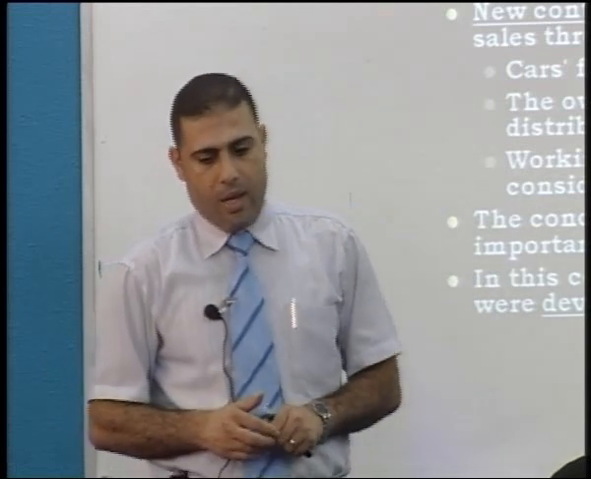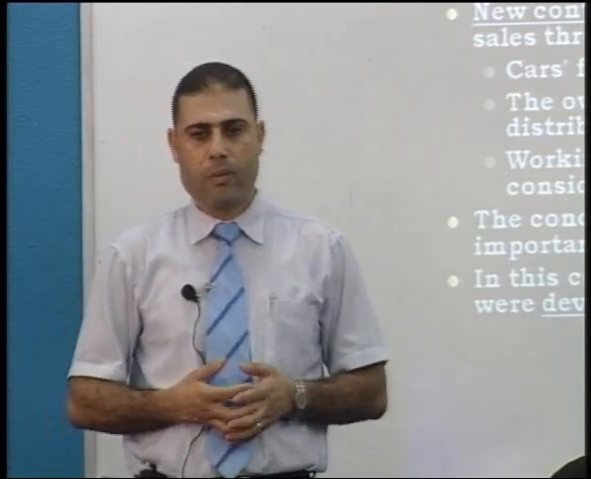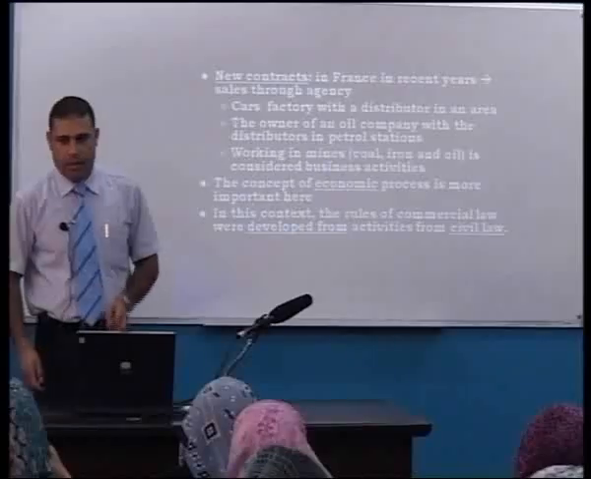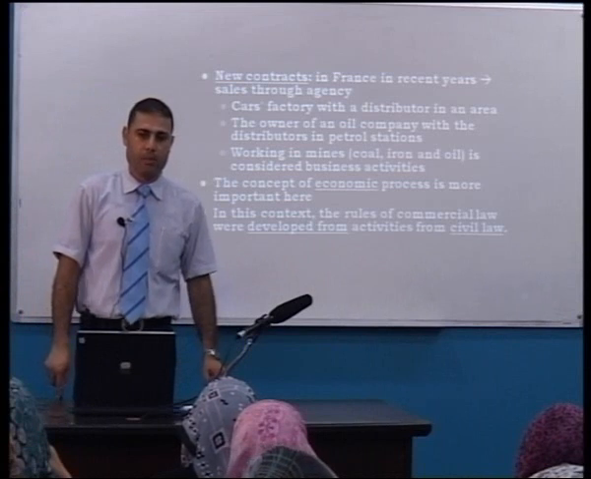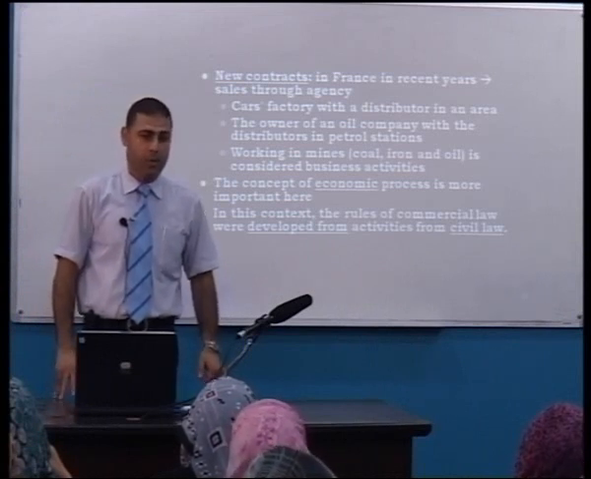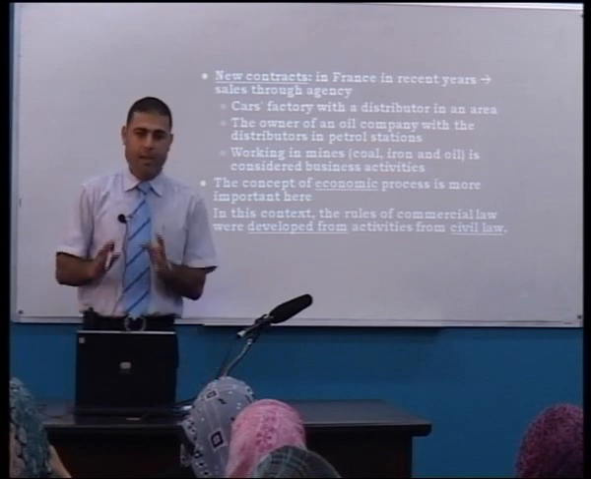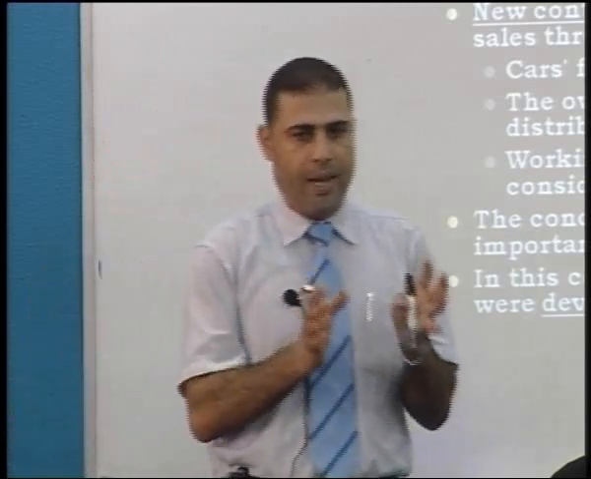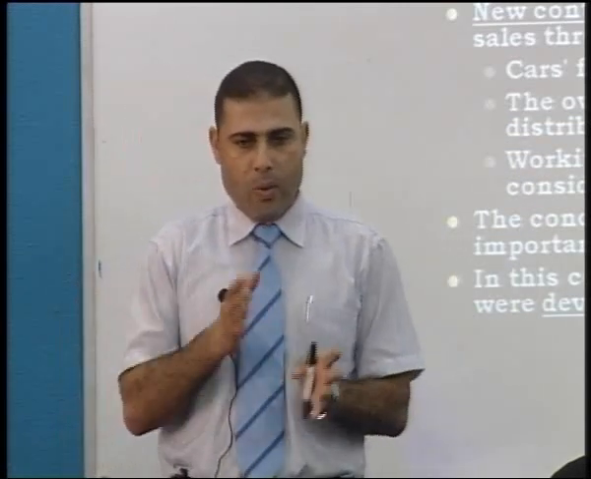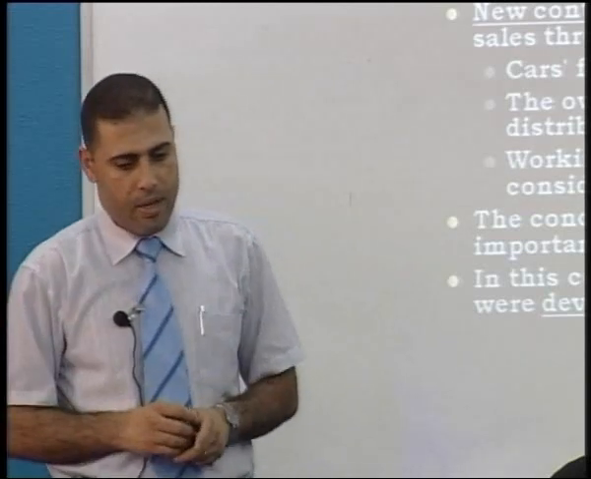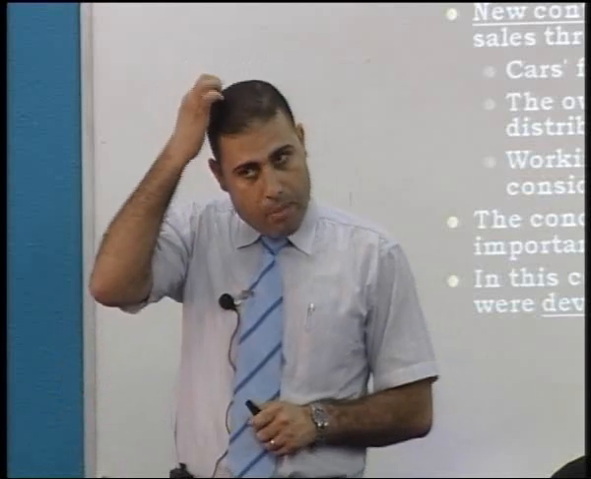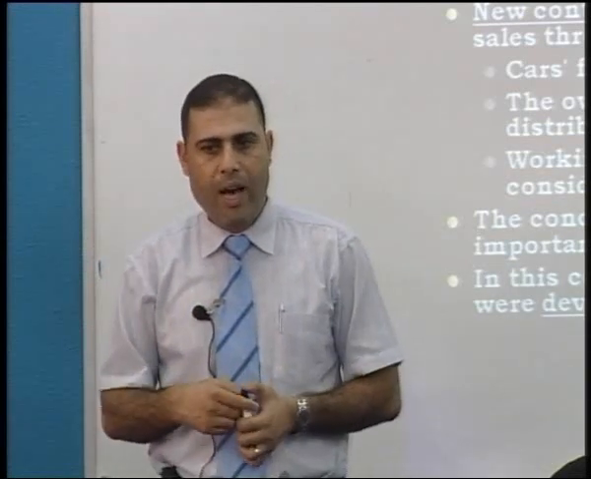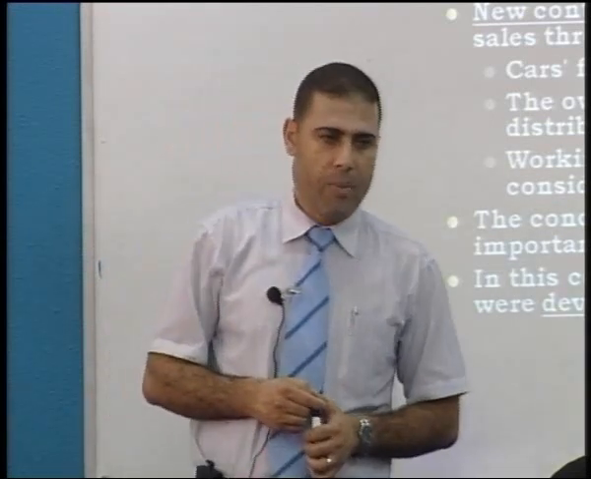Like a car factory with a distributor, oil companies. We have many oil companies. Like, for example, Shell. Shell is one of the biggest oil companies in the world. And this company has many distributors. Those distributors take the oil from that company and distribute it to the customers. Now, we have something called the sale through agency, meaning sale by proxy, using this agency on behalf of the principal.